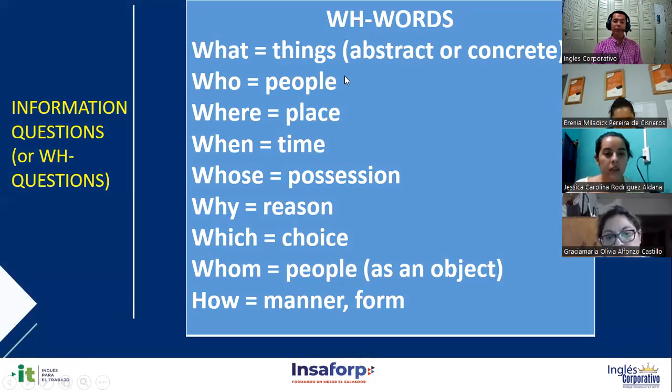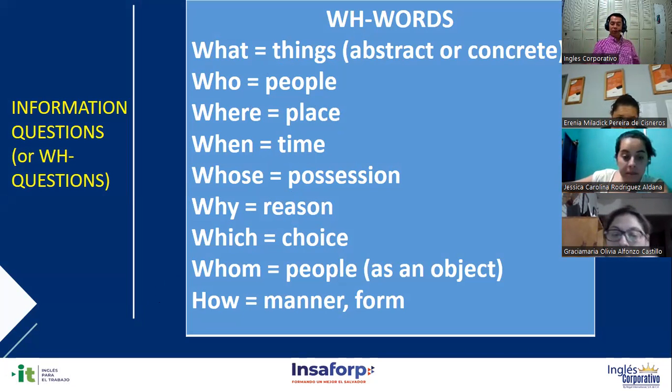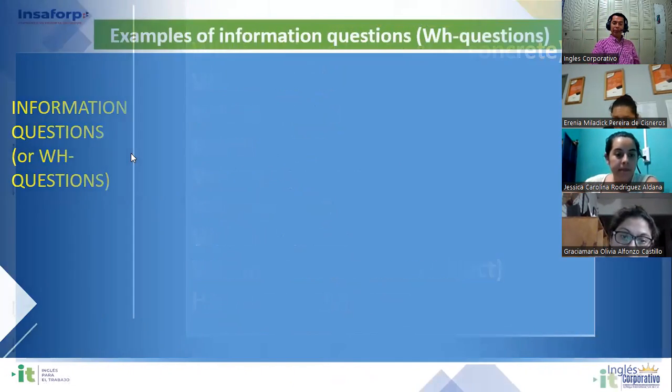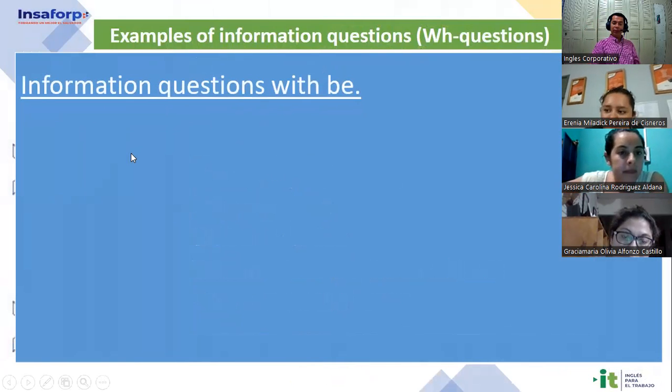Again, what for things, who is for people, where is for place, when is for time, tick tack. Whose is for possession, the quien, right? Why is for reason, por qué? Which is for choice or option, cuál, cuál de. Whom is for people, as an object, right? And how is for manner or form, manera o forma, right? Good. Esto ya lo vimos ayer, pero vamos a ver algunos.